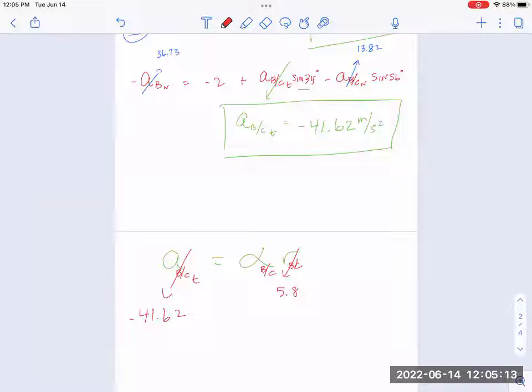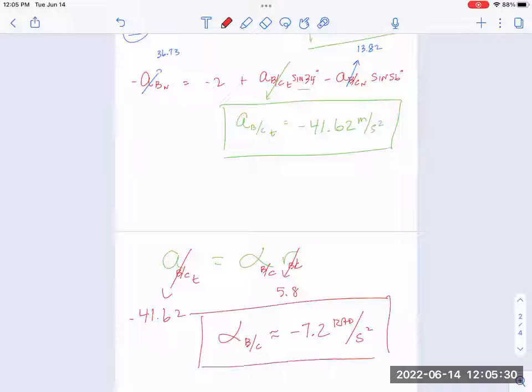So if I divide those, I get 7.2 roughly, and it'd be negative. So angular acceleration of B with respect to C is approximately negative 7.2, and in this case that'd be radians per second per second. So that tells us it's slowing down as well. And by the way, really fast, because 7 radians is like a lap. 6.28 is one lap. So this is slowing down by one lap a second. Wow, that's slowing down fast. Whew. Huge, it's so complicated.